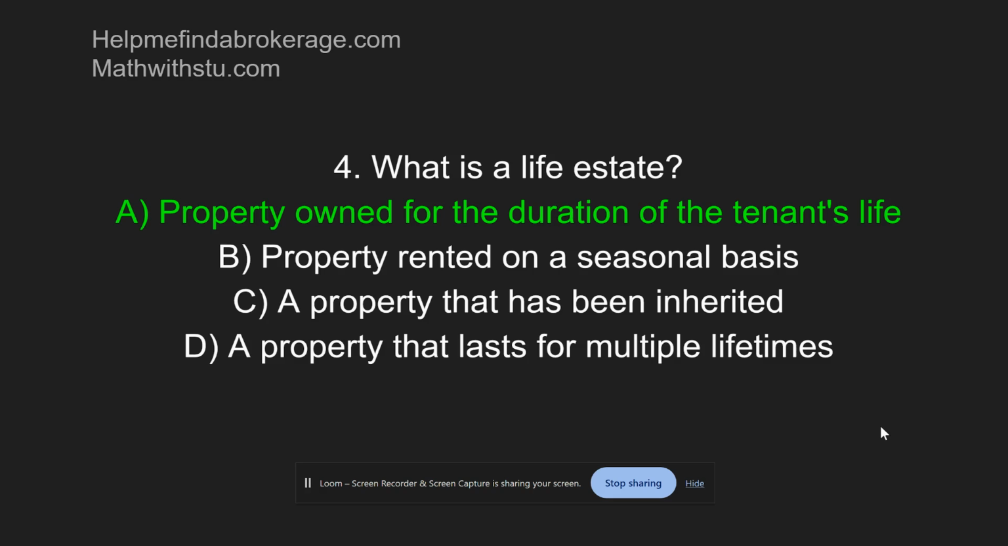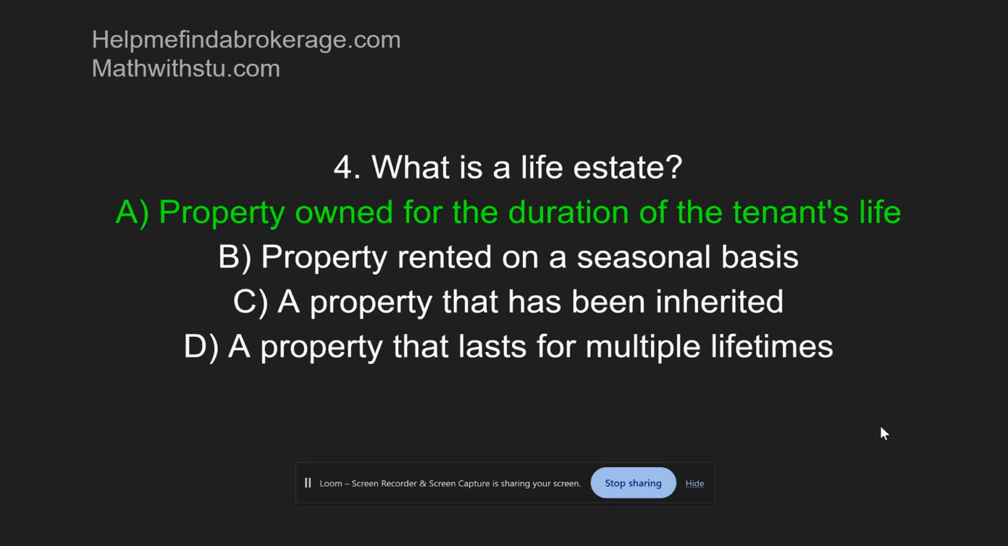Now, what if I gave Joe a property and it was based on Maria's life? I said, Joe, you could live here as long as Maria is alive. Well, that would be called a life estate pur autre vie, meaning it's based on the life of another. That's actually literally what pur autre vie means. It means for another's life. That's literally it, if you wanted the direct translation. But let's talk about this one.